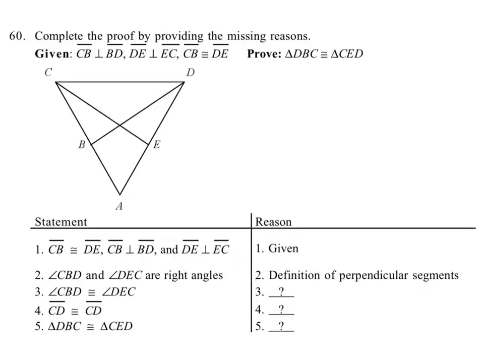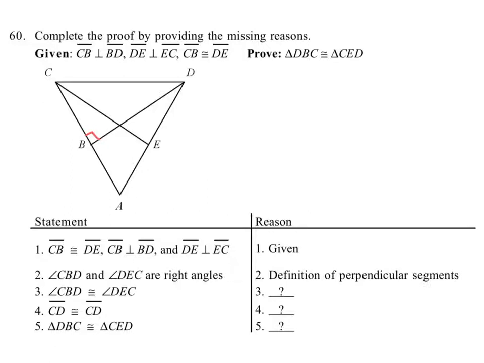Okay, let's see about this proof. One thing that I'm going to do is fill in information into the diagram to make it easier to see what they're telling us. They're saying that CB is perpendicular to BD. CB is perpendicular to BD. And so we've got this right angle here.